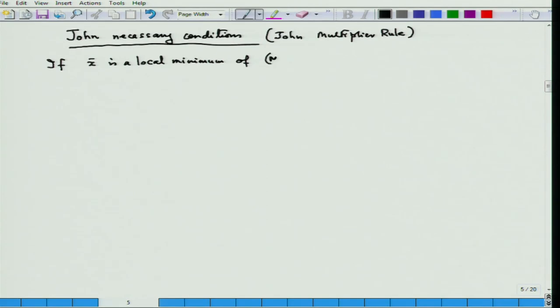Now in this math, we will consider all our functions to be differentiable at the least. Could be continuously differentiable, could be twice continuously differentiable, but at the least differentiable. So it is an inequality constrained program.